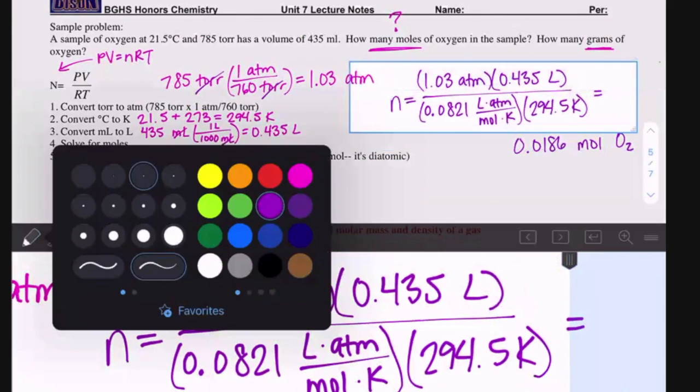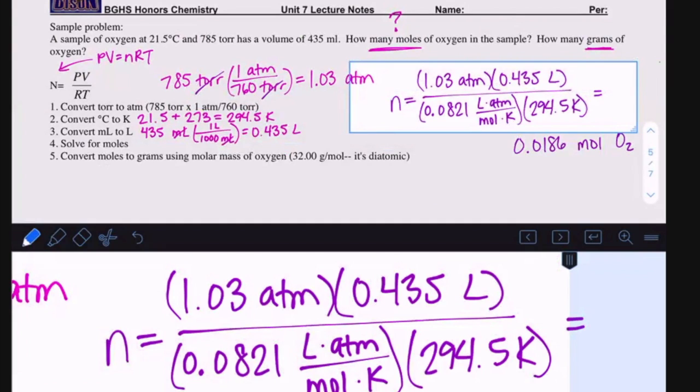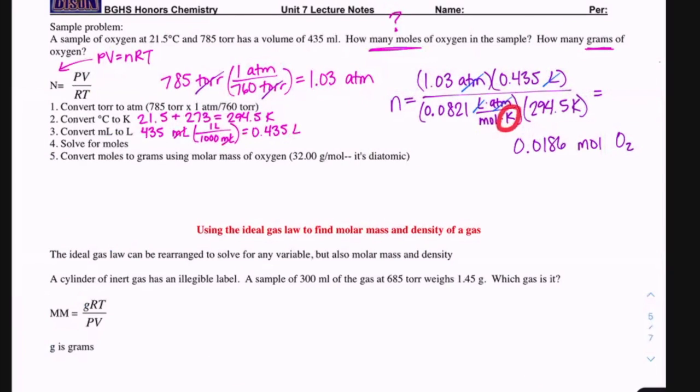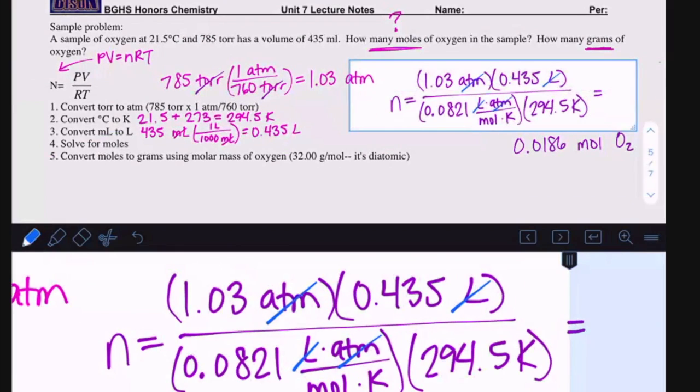If we want to see how these units are canceling, we have atmospheres on the top, and then it's in our denominator as well, so those cancel. And if we take a look at liters, those cancel over there. And I know it's hard trying to remember how things cancel in math. But if our unit over here, let's do this, that can cancel with the unit in the denominator because it is in the denominator of the denominator. So if you need to brush up on how those cancel, I can explain that to you more after class, but for right now, that is how those units cancel. And now you are left with the units of moles.